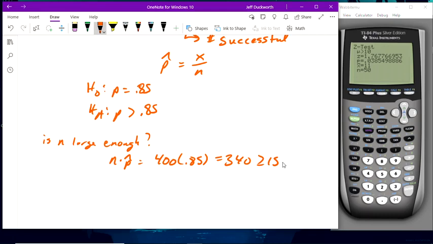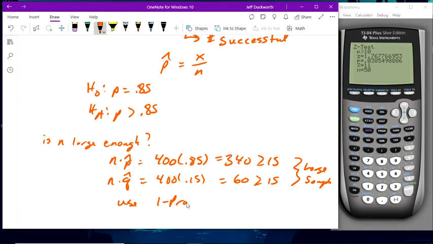If this was a lower proportion, I could probably just be done there and use the lower one. So we'll use n times Q hat. Q is again 1 minus P. 400 times 0.15 is going to equal 60. That's also at least 15, so large enough. So we're going to use the one prop Z test.